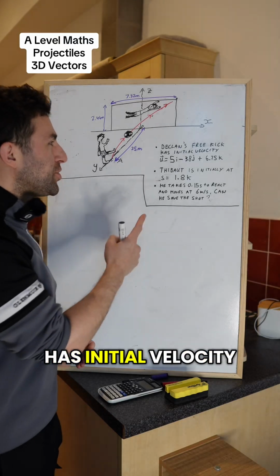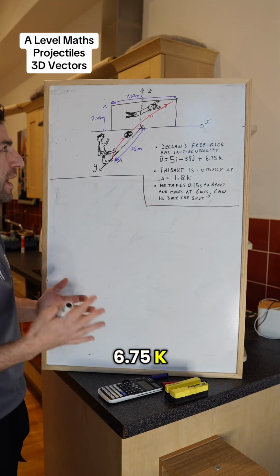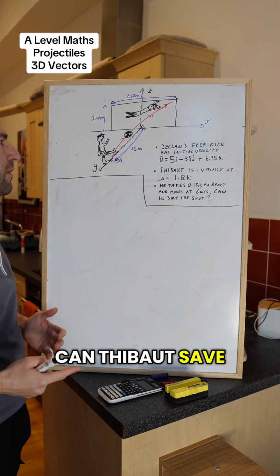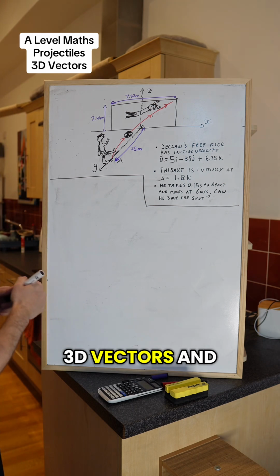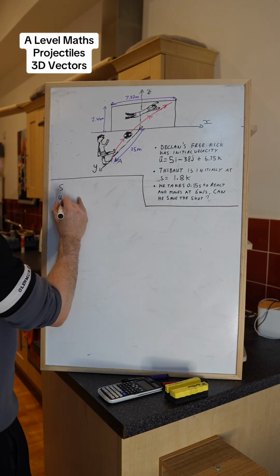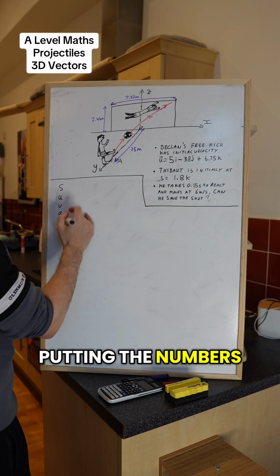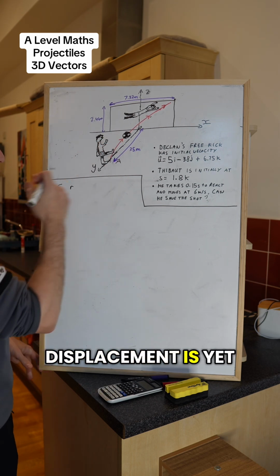Declan's free kick has initial velocity of 5i minus 38j plus 6.75k. Can Thibaut save it? A-level maths projectiles question, 3D vectors. And it's Suvat. Putting the numbers in, well, we don't actually know what the displacement is yet.